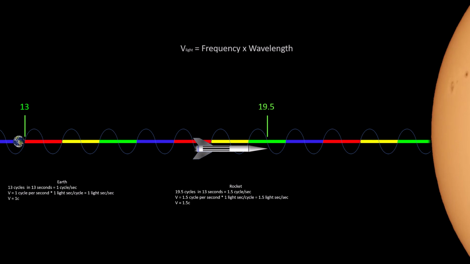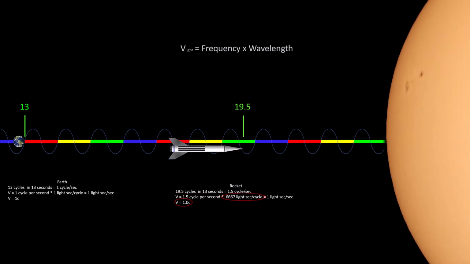or 1.5 c. For whatever reason, physicists cannot stand the velocity of light being anything but 1 c. They take this perfectly logical scenario and demand that c equals 1. In order for that to happen, when a rocket sees a higher frequency due to its velocity, physicists arbitrarily force c to equal 1 and shrink the wavelength to balance the equation. Let's see what this looks like.